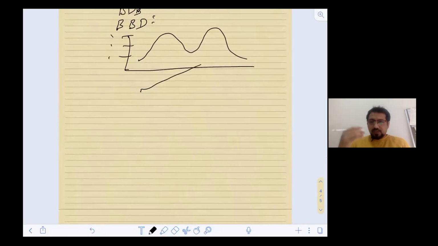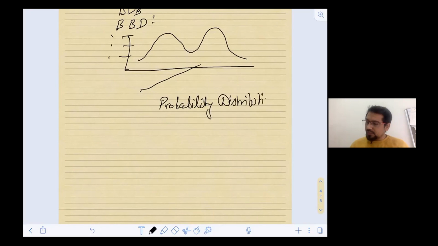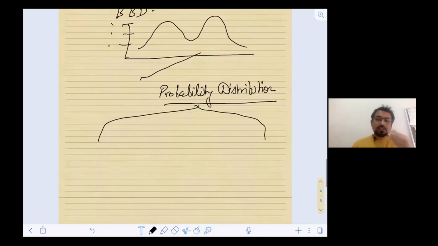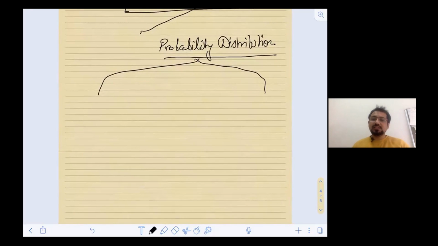Because we are going to discuss normal distribution, that's why we are learning probability distribution, because normal distribution is nothing but just one part of probability distribution. That's what we are going to learn today. Okay, guys, so, types of probability distribution. Probability distribution has two types.